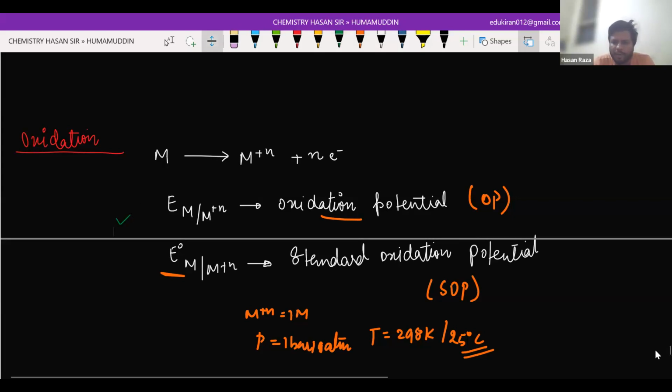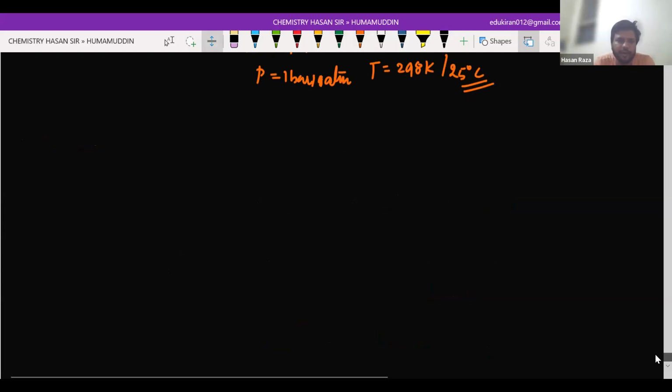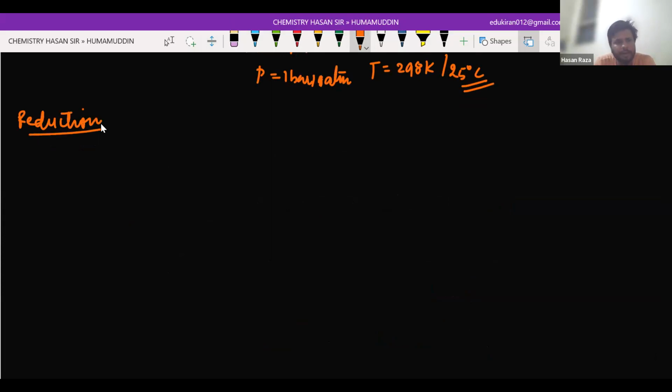Now, after oxidation, in the cell, reduction also takes place. So for reduction, what will happen? A metal has a tendency to reduce itself. So I'm going to take M plus N ion that gains an electron and converts itself into M. Now the most important point here is that we can go for again E. But here you can see the metal is going from plus N to M.